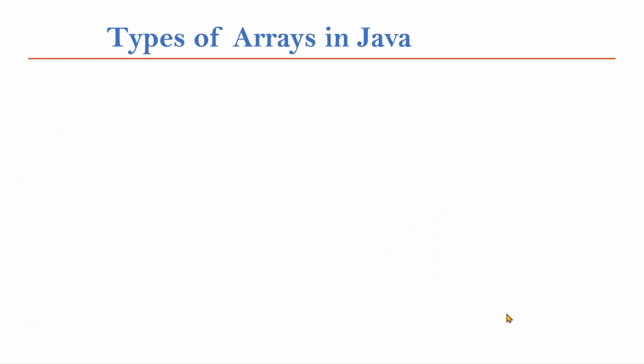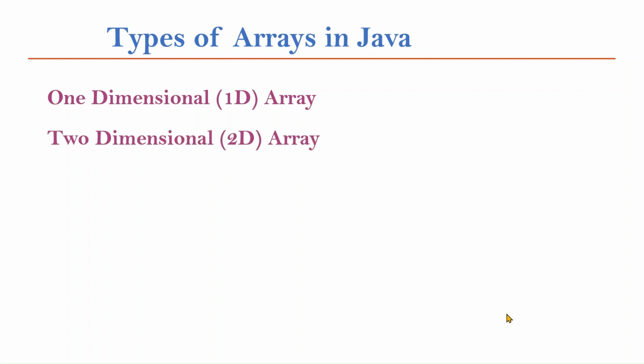So we have types of arrays in Java. That is one-dimensional array, two-dimensional array, and jagged array. One-dimensional array, I have created one separate video. Two-dimensional, I have created one more separate video. So if you want to go for this, you can just refer to the previous videos of mine. Now in this particular class, I'll cover jagged arrays.